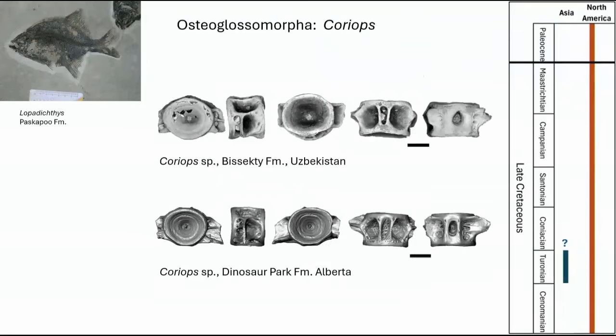This is one that really stood out to me as being indistinguishable between the North American and Asian specimens. This is centra from the mid-dorsal region of a fish, Coriops, which is an osteoglossomorph. And again, it's one where you could put the two in the same assemblage and can't tell them apart.